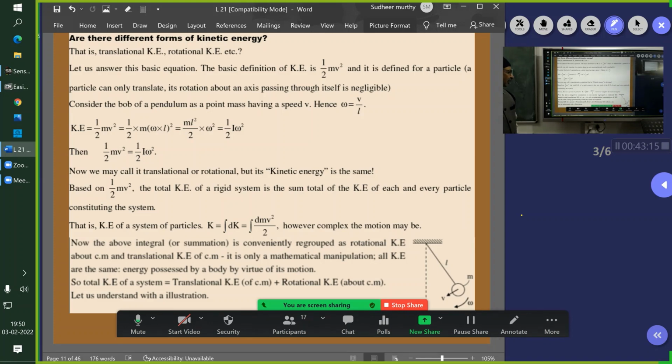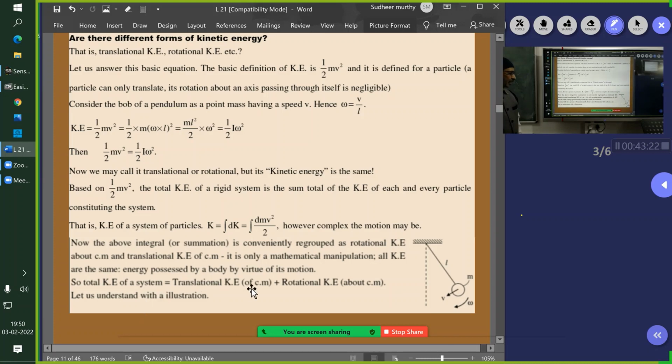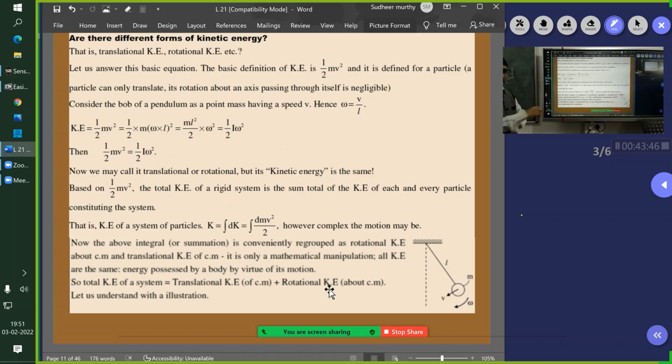So now the above integral summation is conveniently regrouped into kinetic energy by virtue of motion. The kinetic energy of the system is the translational kinetic energy about the center of mass plus the rotational kinetic energy about the center of mass. If it is not rotating about the center of mass, that is, if it is pivoted here, then it's only rotational. So this is definitely rotational about the center of mass and translational energy of the center of mass. Okay, that problem is solved now.